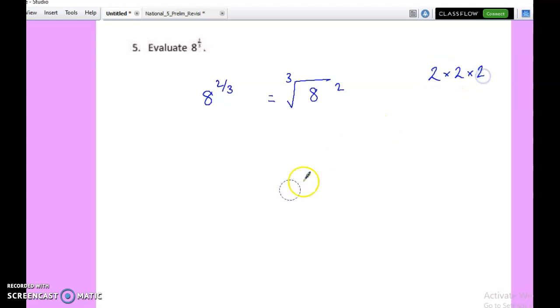And the easiest way to do it, if you don't know them, is just to try it out. I always start with 2, then go into 3, then go into 4. It's never really any higher than 5, unless it jumps to 10, in which case you would know. 2 times 2 is 4, times 2 is 8. The cube root of 8 must be 2. Still need to square it. 2 squared is 4.